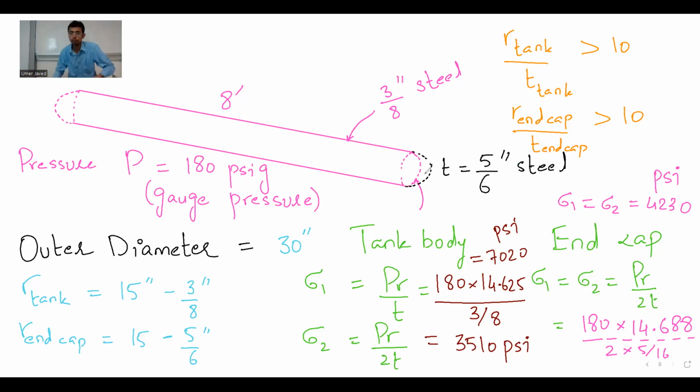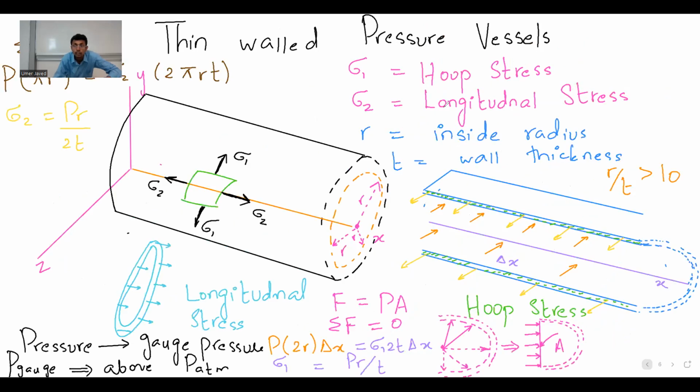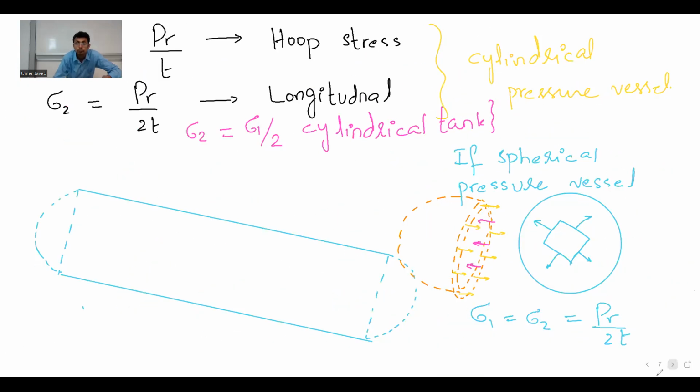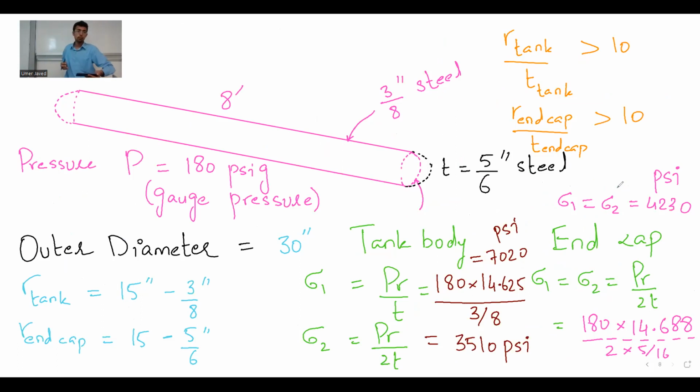Are you getting my point? But the R value will be different, right? Why? Because R is the inner radius, the inside radius. So I found the inside radius for both of them: the inside radius of the cylindrical tank, and also the inside radius of the end cap. This is the cylindrical tank. This is the end cap. And the thickness would be 5 divided by 6, right? So thickness is 5 divided by 6. It is not 16. I was going to ask why you wrote 5/16. I apologize, it's 5 by 6. I'm sorry.